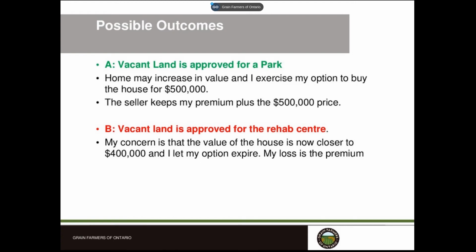The second one is I get word back from my undercover friend that, nope, they're putting a rehab in there, and it's a pretty big one. So I go, okay. Now my concern is that I don't really know if I want to live next door to a rehab center. Plus, if I'm buying it for $500,000, I think I'm overpaying, because I don't think everybody will want to live next door to a rehab center. And in this case, it may be worth closer to $400,000.